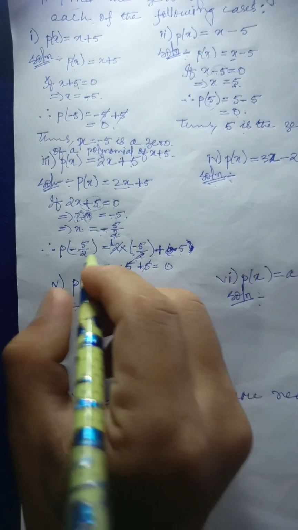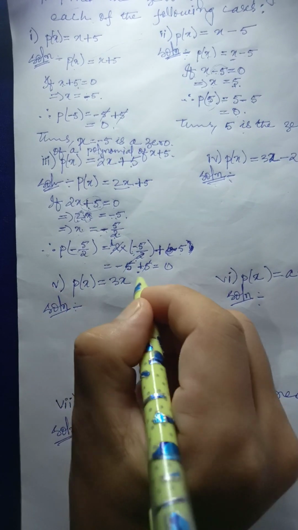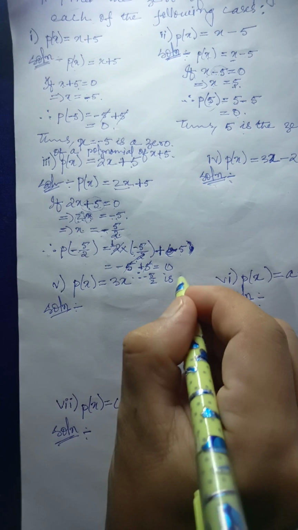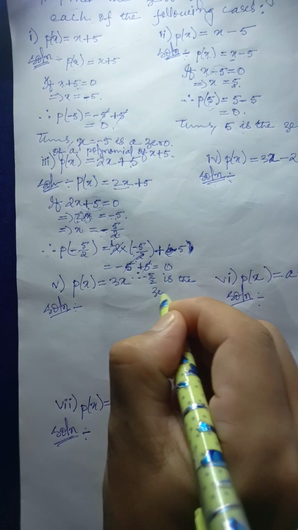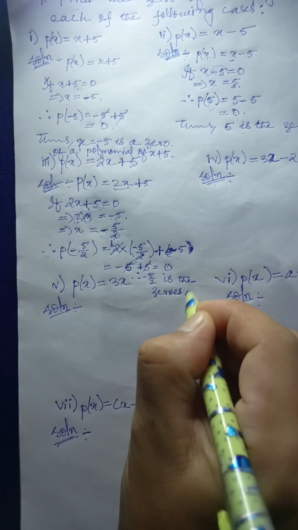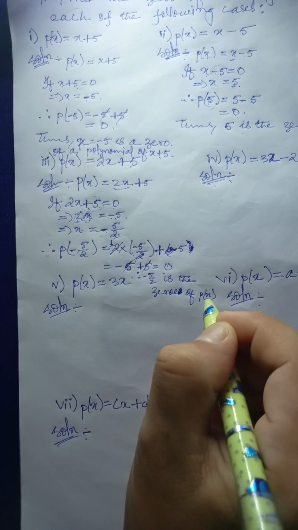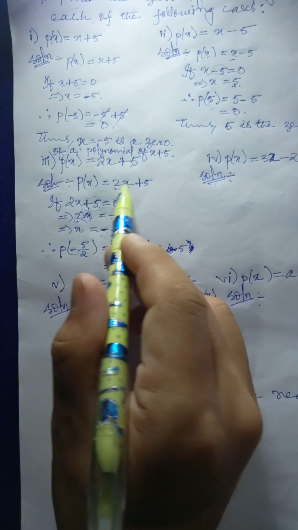Thus, what can we say about this one? That is, minus 5 by 2 is the zero of p(x). Here we write p(x). This p(x) is equal to 2x plus 5.